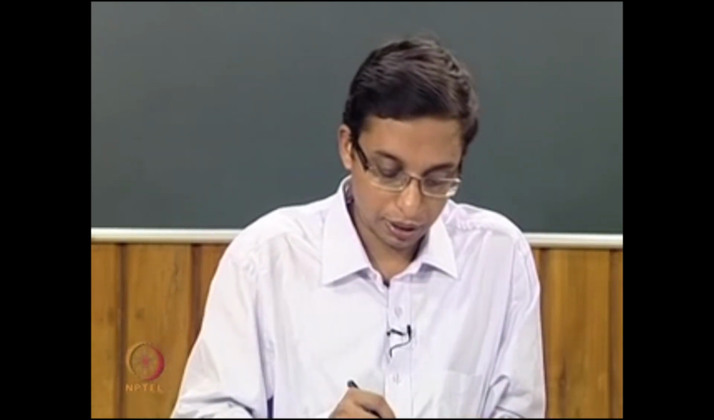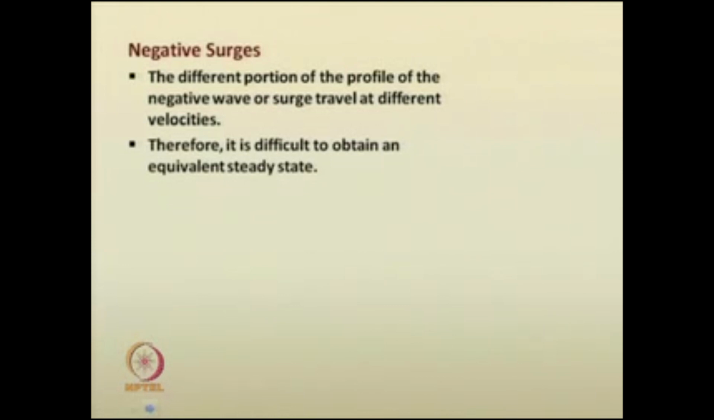We discussed the positive surge in the last class. Now the negative surge: what is meant by negative surge? The different portions of the profile of the negative wave or surge travel at a different velocity. A negative surge is a surge where, whenever it propagates, the depth of flow decreases.